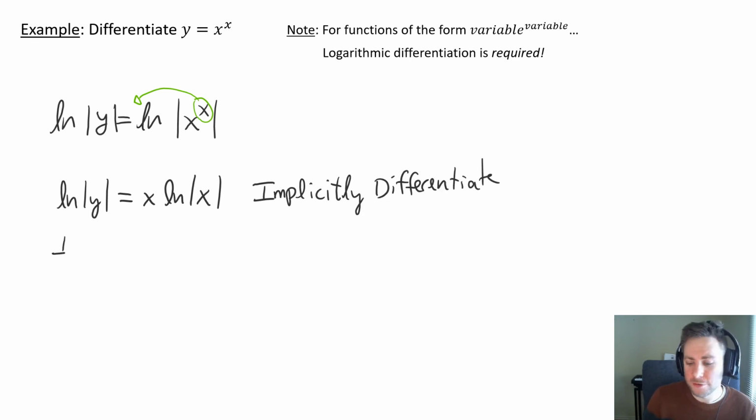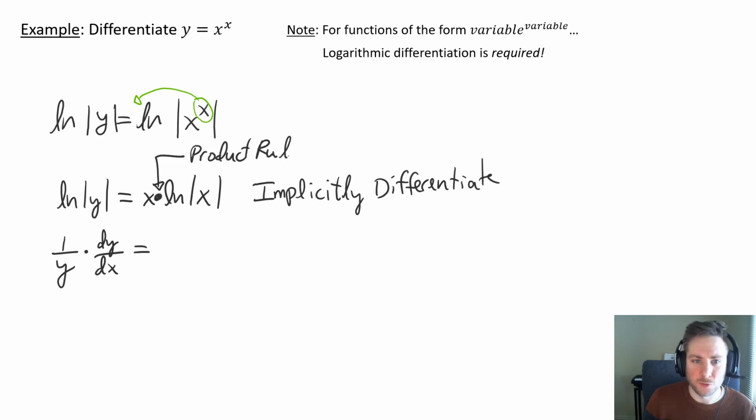On the left side, the derivative is 1 over y times the derivative of y using the chain rule. On the right side, we need to use the product rule. So first, x gets differentiated to give us 1. And then ln absolute x gets differentiated to give us 1 over x.